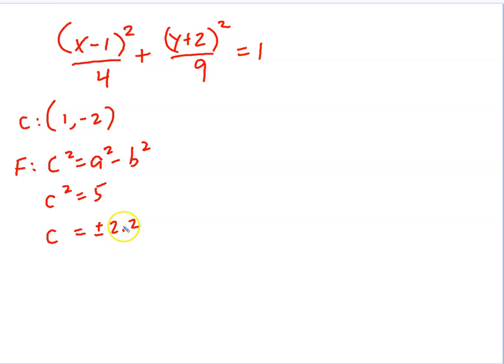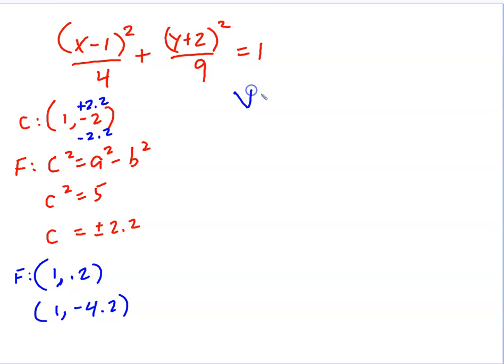So this time, to get to the focal points, we're going to add and subtract 2.2 from the y coordinate. So to get to the focal point above, you would add 2.2 to the y, and for the one below, you would subtract 2.2. All right, so the focal points will be (1, 0.2) and then the other one would be at (1, negative 4.2).